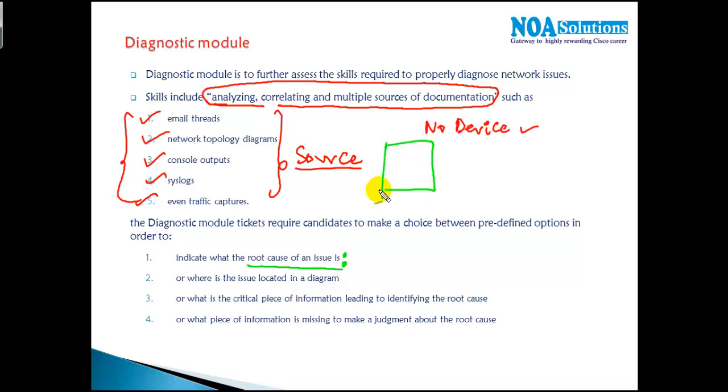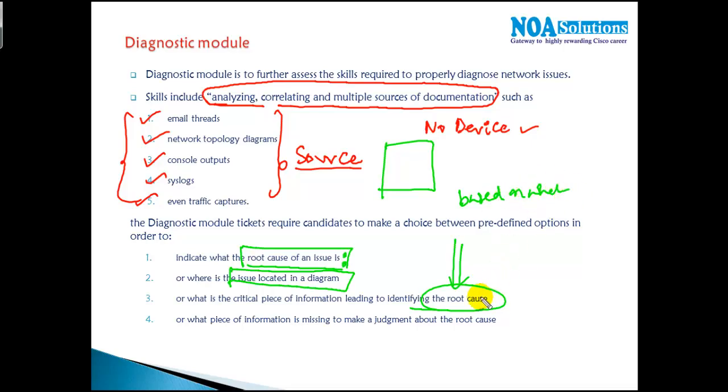Based on the output given to you, you may be asked to find the root cause of the issue, or where exactly the problem is in the diagram, on which router or which interface. Or you may be asked what the critical piece of information is that leads to identifying the root cause, or what piece of information is missing to make a judgment about the root cause. These are the different types of questions you will be asked in the diagnostic section.